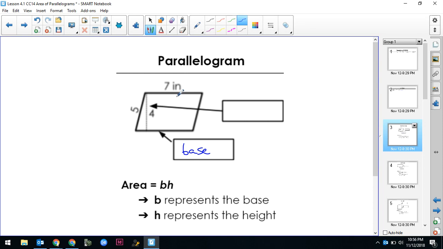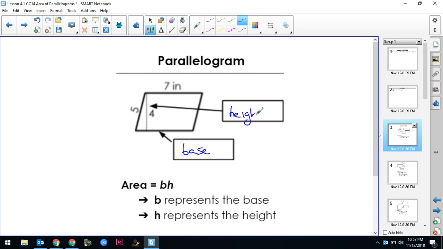Now the other dimension we need to know is the height. We see that a dotted line has been added into this parallelogram and labeled with 4 units. We call this the height. Go ahead and label that.